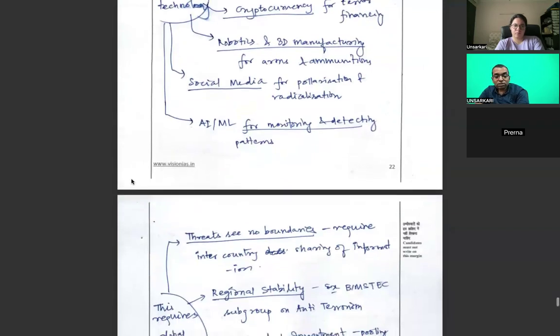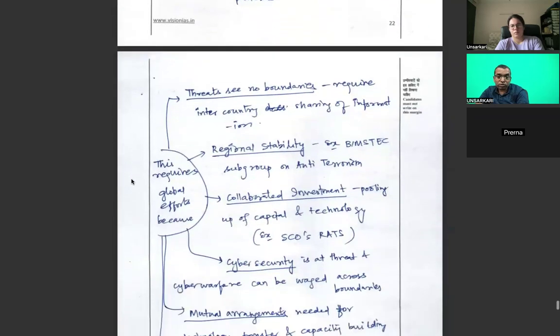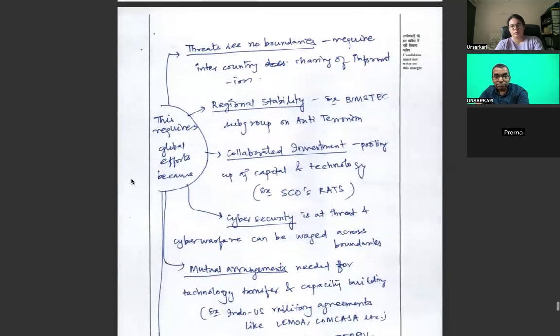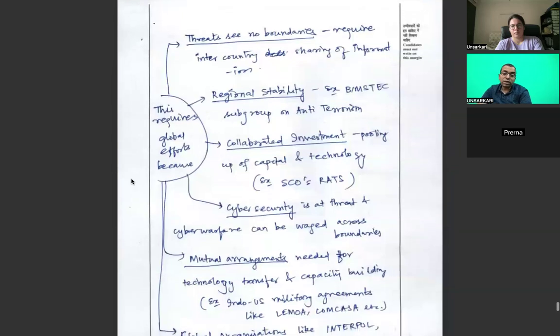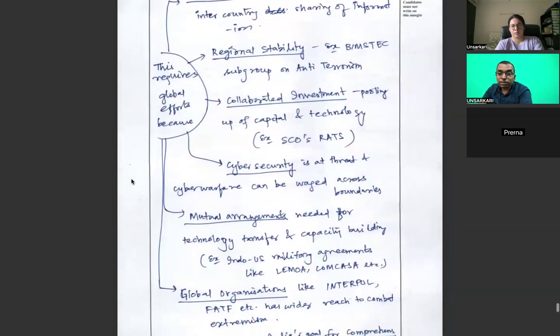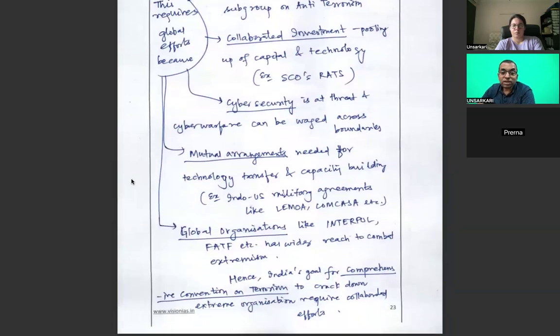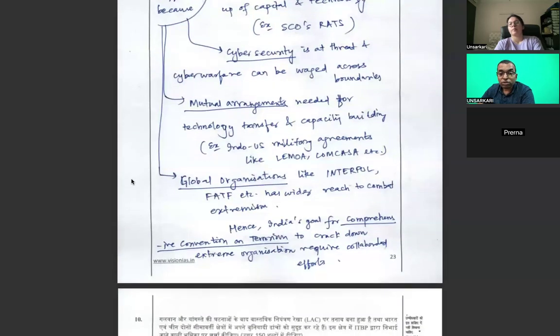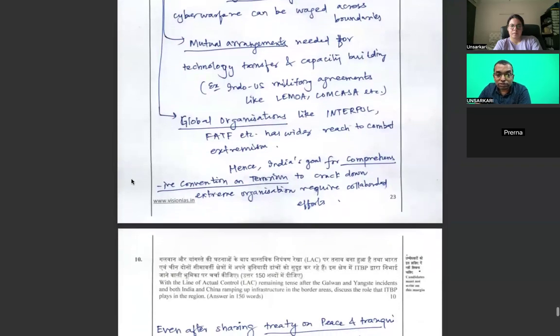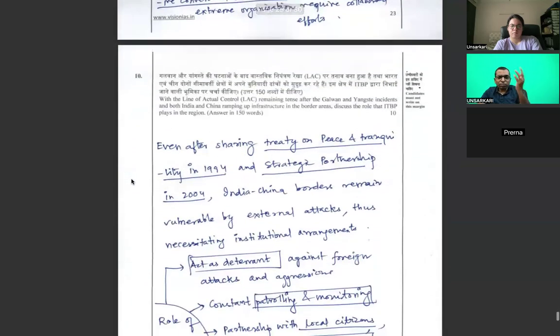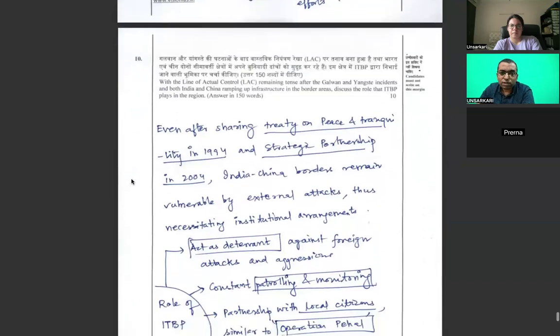So this requires global efforts because threats see no boundaries, regional stability, BIMSTEC subgroup, collaborative investment, that is pooling up capital and technology. Cybersecurity is a threat, and cyber warfare is also a big threat. Mutual agreements needed for technology transfer, capacity building, LEMOA, COMCASA, global organizations like Interpol, FATF. India's goal for a comprehensive convention on terrorism. So fine, India is coming up somewhere, and general points are visible. We already worked on those.